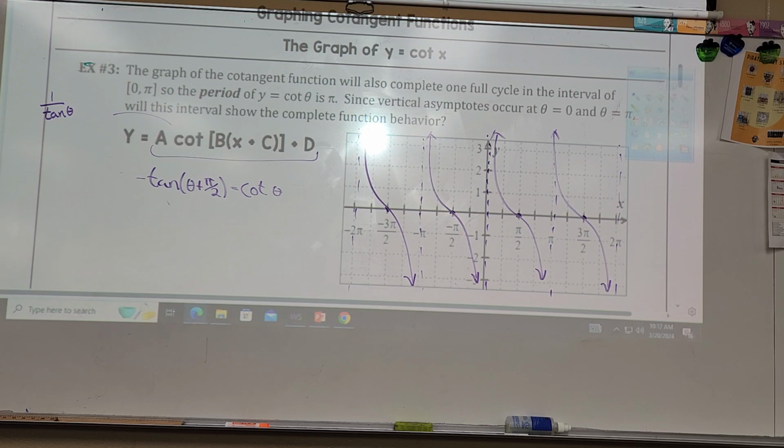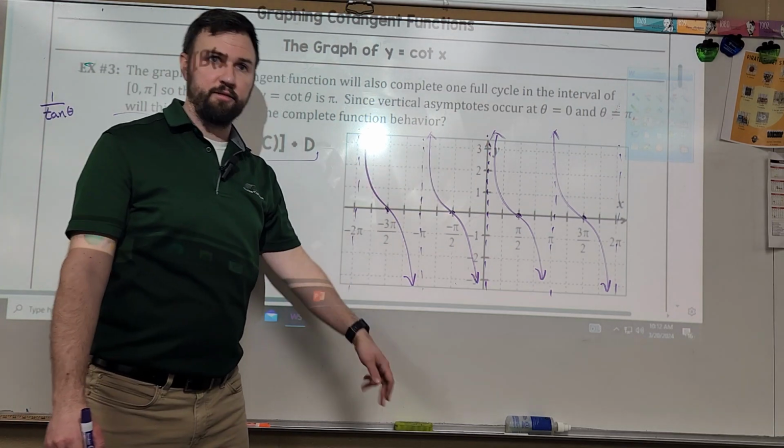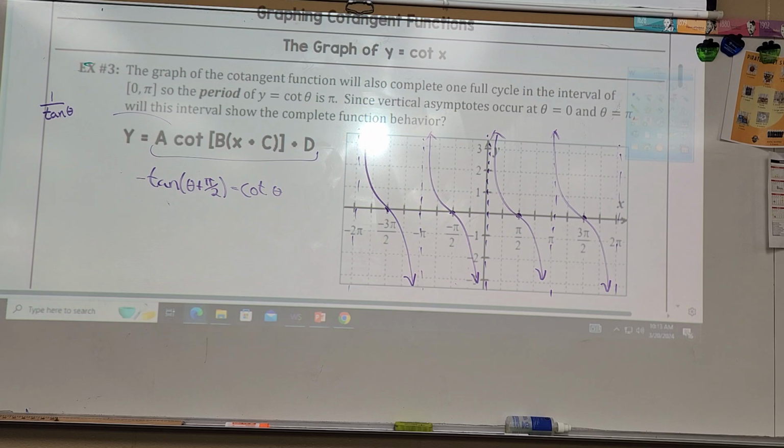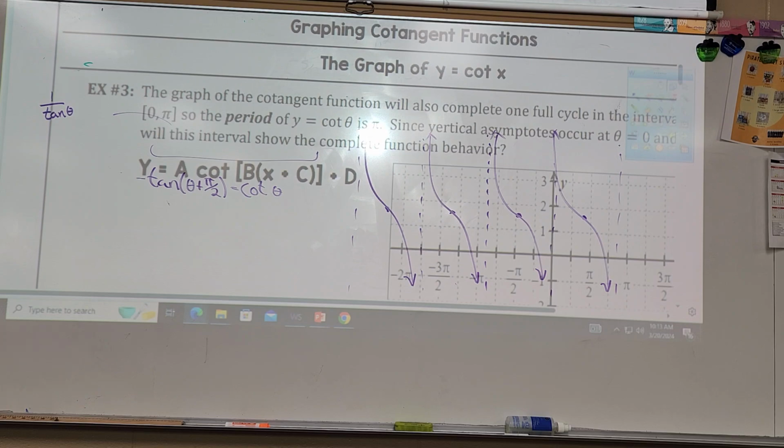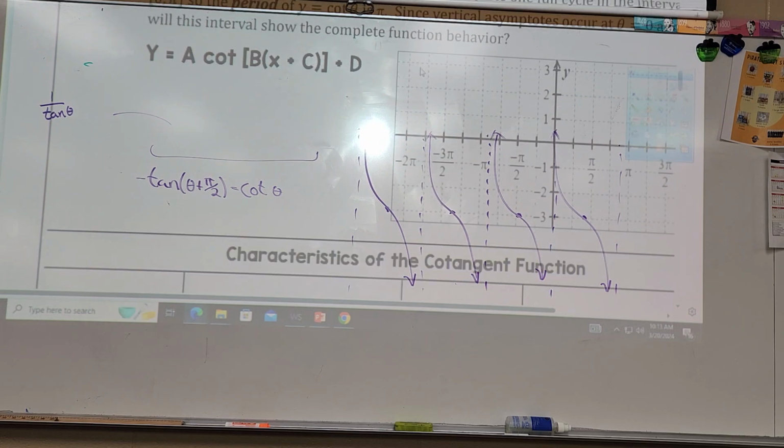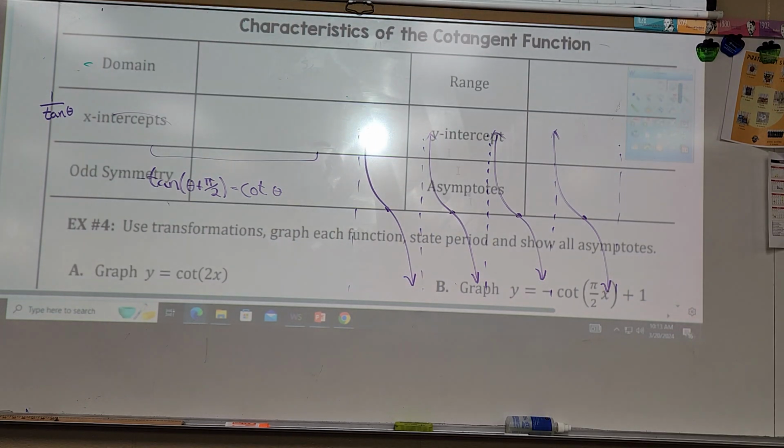So like I said before, if you're good with tangent, cotangent, you're going to graph it the exact same way you did before. But instead of starting with a 0, you start with an asymptote. Sound okay? Doesn't that feel a little bit better than like 310? We'll end on a good note.